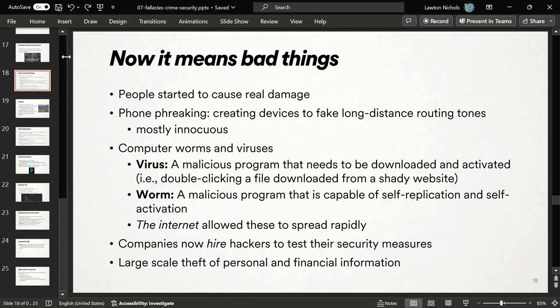What's the reason? It's because of the news, right? There were some hackers that got out of hand. They started to cause real damage now that computers are interconnected. The second you can dial up a phone number and connect to a computer, suddenly you can do bad things.